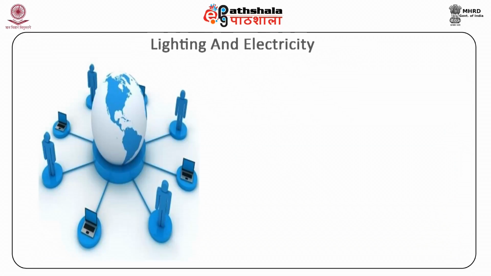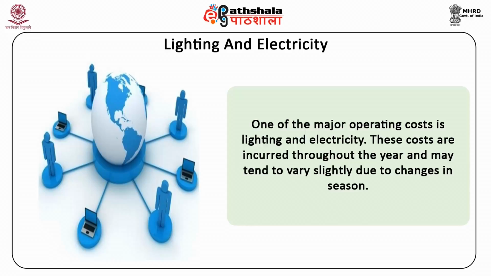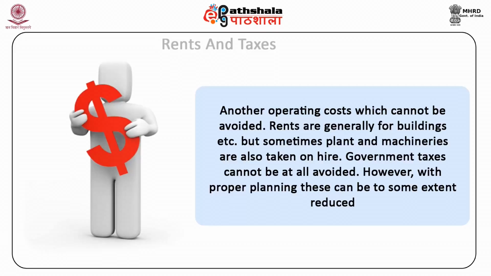Lighting and electricity. One of the major operating costs is lighting and electricity. These costs are incurred throughout the year and may tend to vary slightly due to the changes in season. Rents and taxes. Another operating cost which cannot be avoided. Rents are generally for buildings, etc., but sometimes plant and machineries are also taken on hire. Government taxes cannot be at all avoided. However, with proper planning, these can be to some extent reduced.